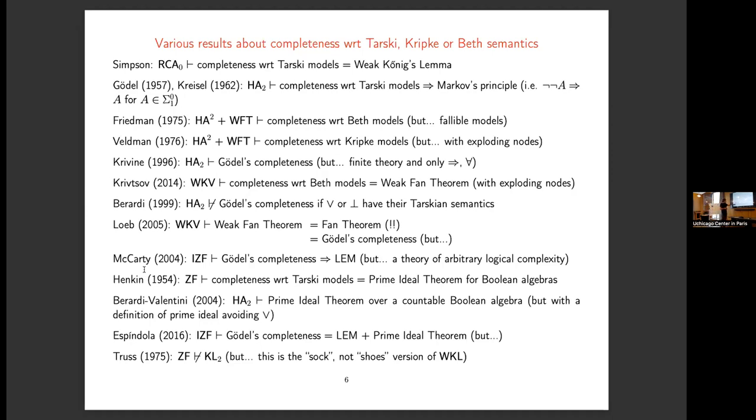And then there is a recent work by Espindola where he shows that exactly Gödel's completeness is excluded middle plus the ultrafilter theorem. But as you have guessed, he has excluded middle because he accepts theories which are not recursively enumerable, as is standard, and he has the prime ideal theorem because he allows uncountable theories, theories of arbitrary cardinality.